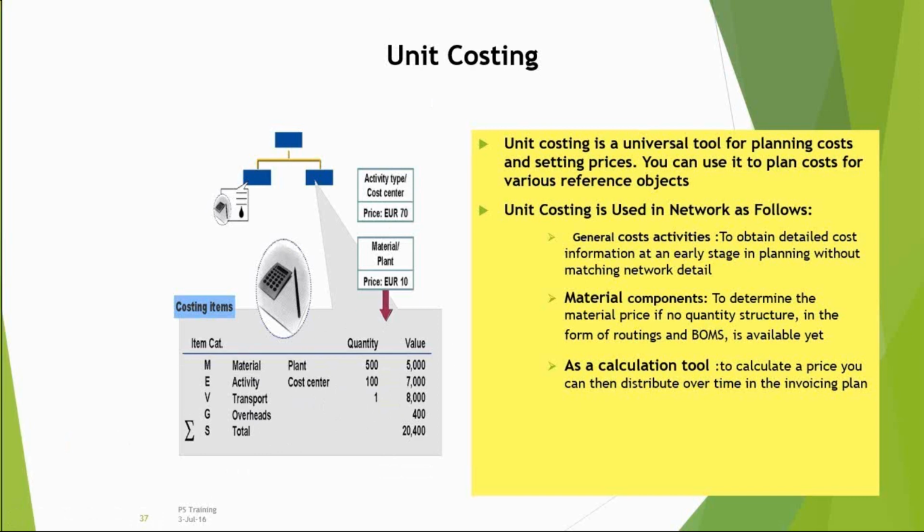Even if you see the item category MEV, these are all the direct expenses. The G overheads is the indirect expenses. Okay.